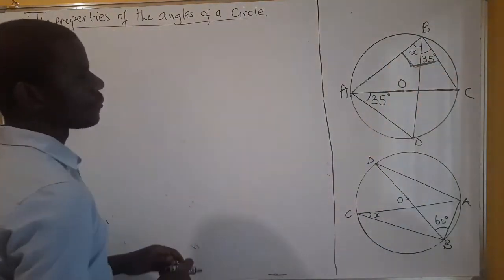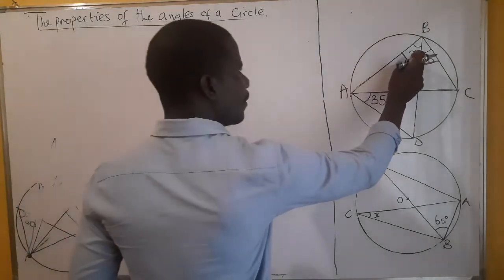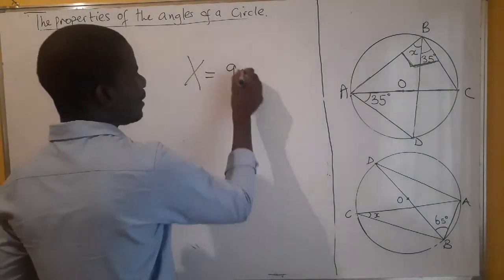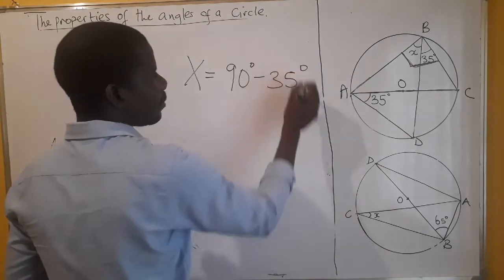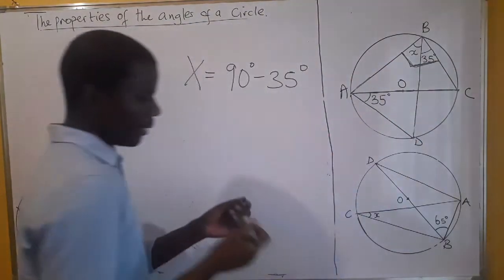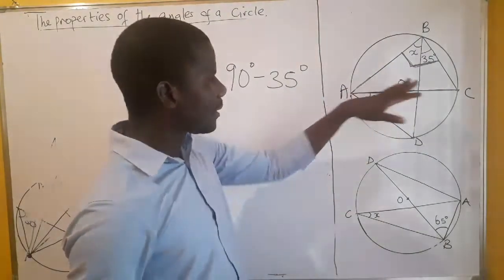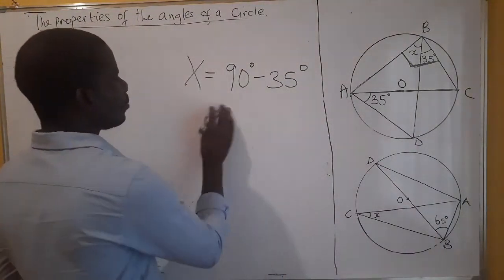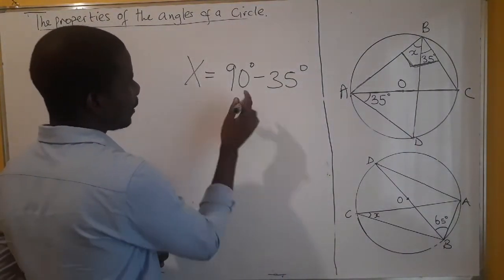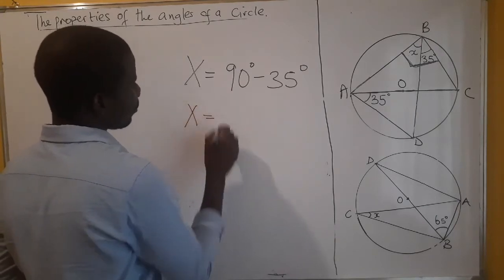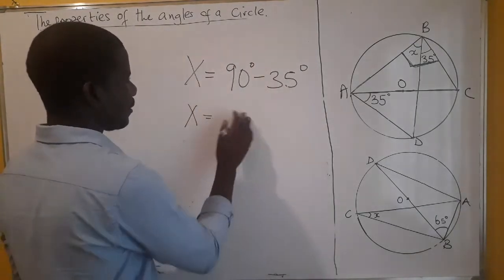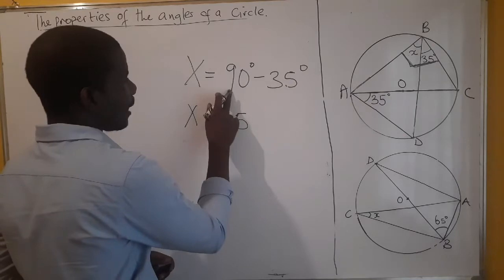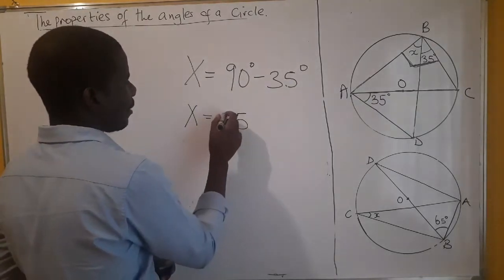Are we together? So to find the value of x, we say x is equal to 90 degrees minus 35 degrees. Because when we add x and 35, we are supposed to get 90 degrees, since we said an angle in the semicircle is 90 degrees, or a right angle. So what do we get here? x is equal to 10 minus 5, 5. Are we together? Then we have 8 minus 3, it's 5.